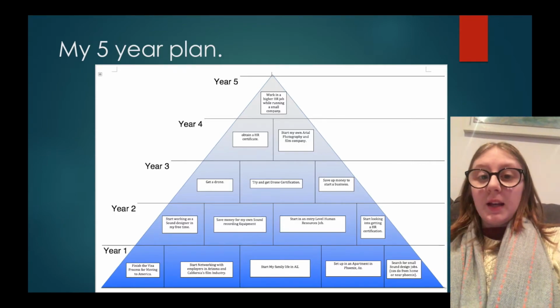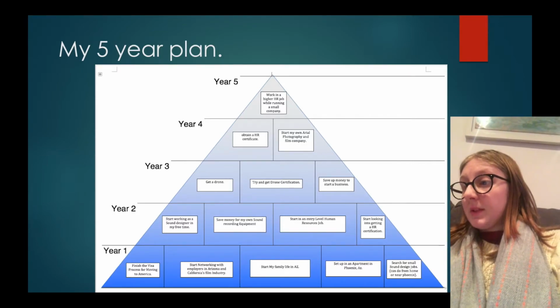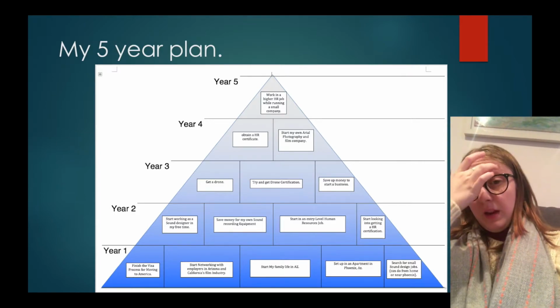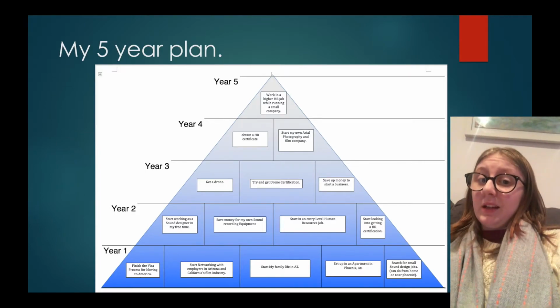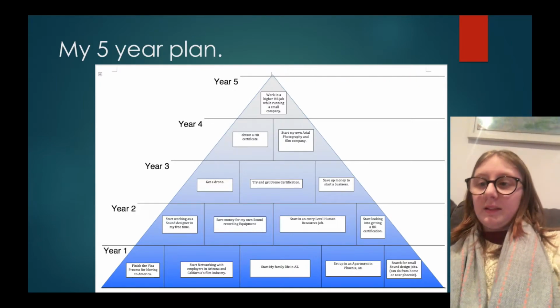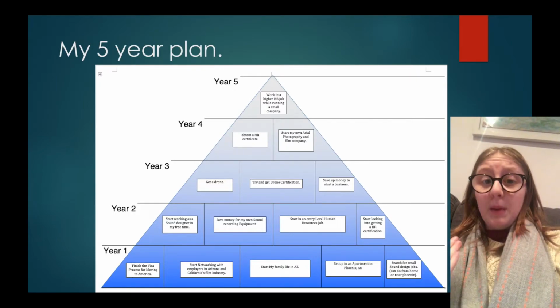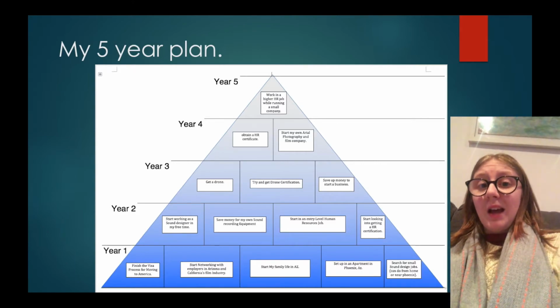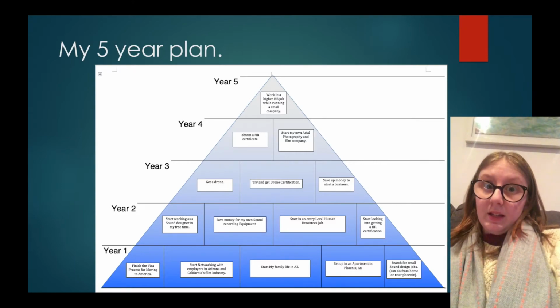Year 4, obtain a HR certificate, start my own aerial photography film company, that kind of deal, get some sound going, hopefully finding some more sound jobs as well, as I'll be more situated by then. People hopefully will know who I am and how I work, and I'm hopefully easy to work with.